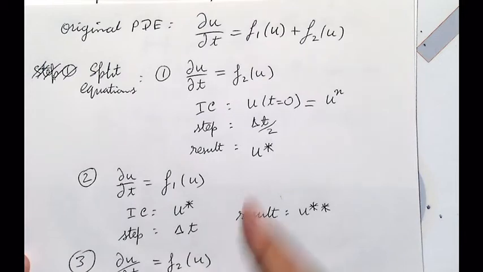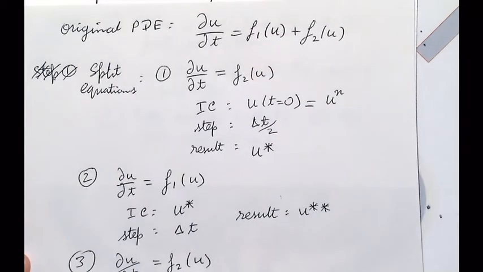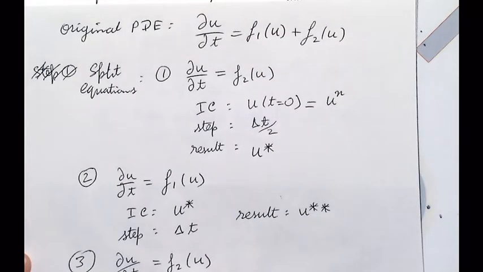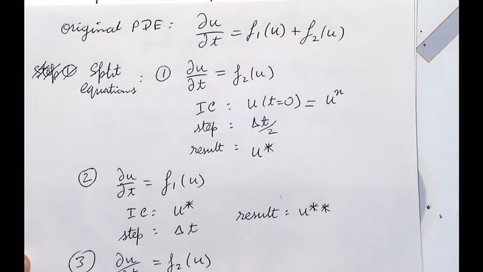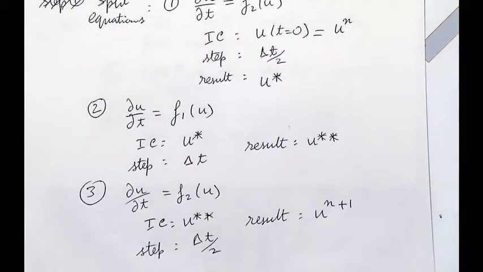Okay, we'll repeat the equation from the first step. Initial condition, U star star. Step size, Δt over 2. Result, U^(n+1). Yes, the result is the final answer we are looking for. Makes sense? Is it clear? Okay.